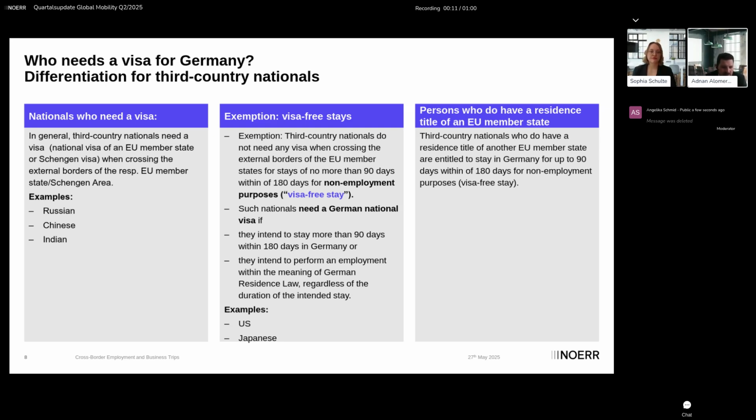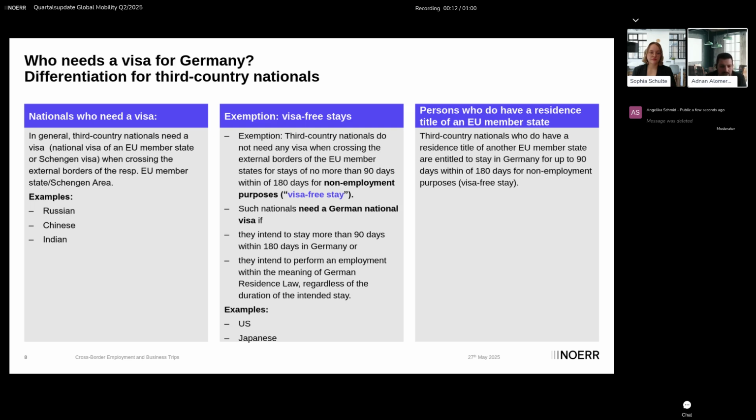What does visa-free stay mean? The people are entitled to stay 90 days within 180 days if they do not have employment purposes. So if they only want to stay for visiting purposes, they can stay the whole period of 90 days within 180 days. If they intend to perform employment within the meaning of German residence law, they need a visa. That's the main fact. But there are some exemptions as well. We will get to them.